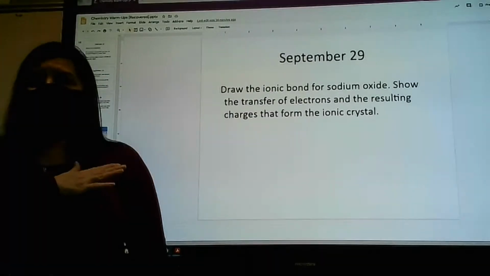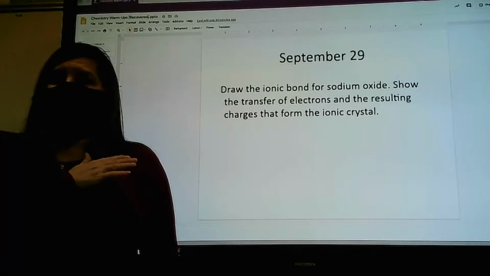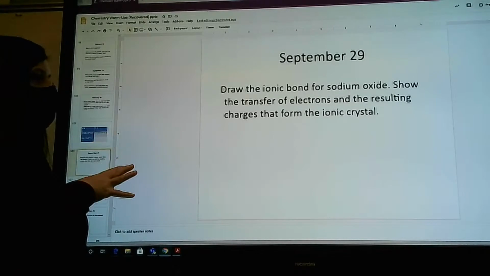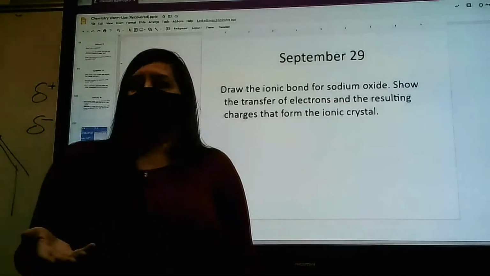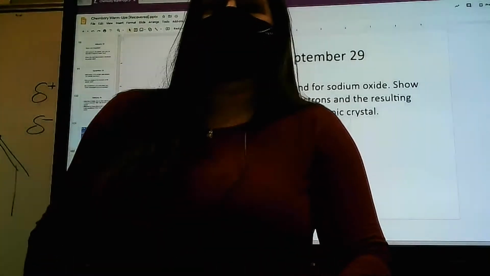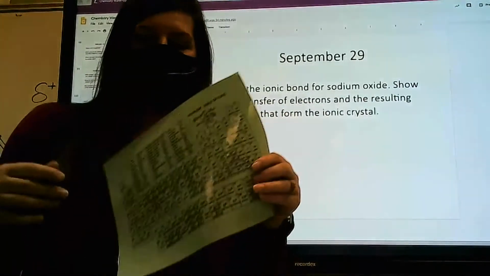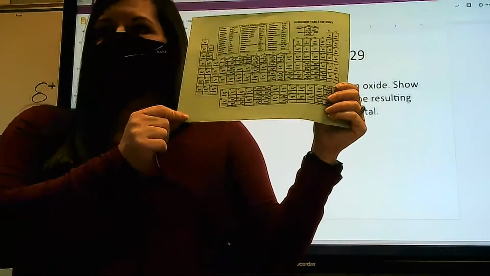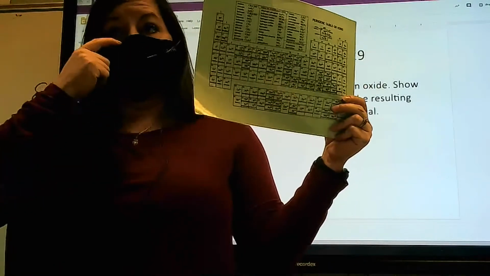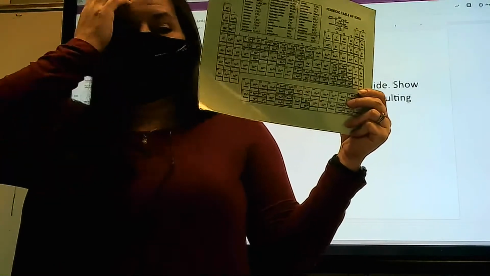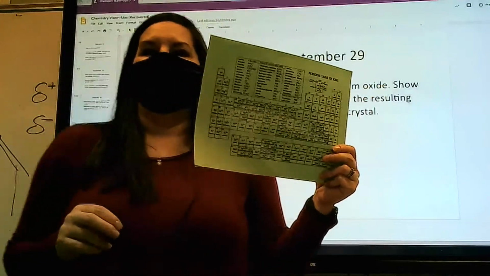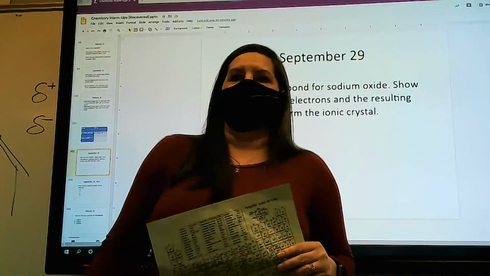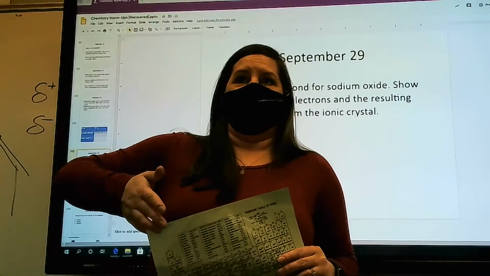All right, so this is again what we did yesterday. When we were drawing an ionic bond, a couple things that I mentioned in yesterday's video, if you still need to catch up, is that we're going to be using this side of the periodic table today, the one with the charges on it. So you want to make sure that you've located that. But when we draw ionic bonds, let's just review for those who watched it.